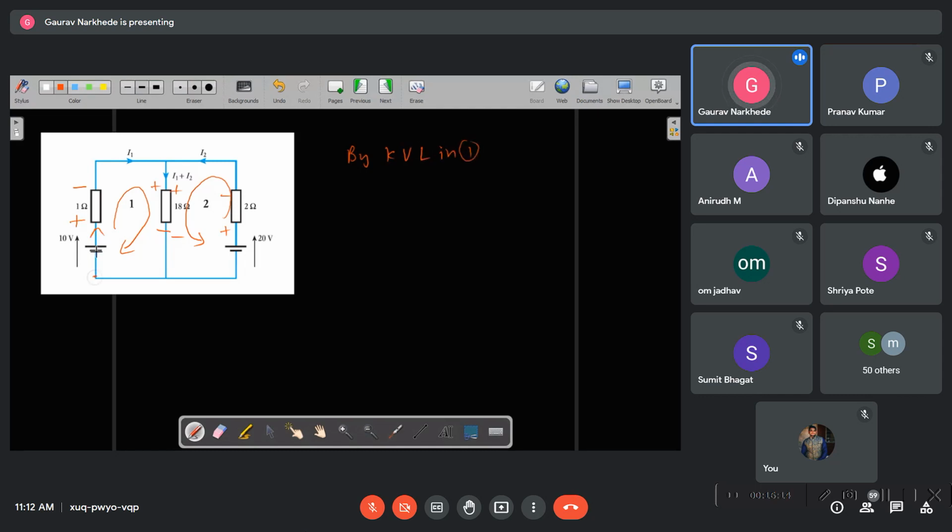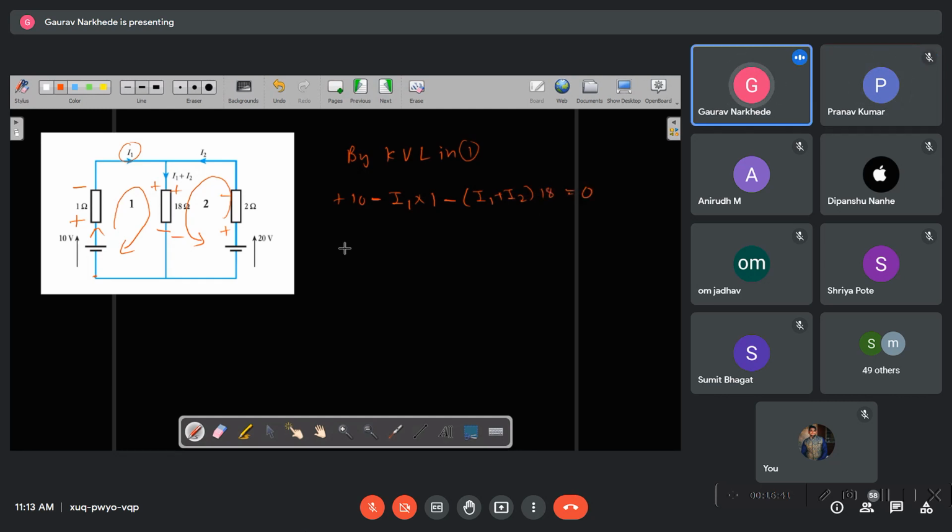Now, can I apply KVL in loop number one? So let us start from here. Minus to plus, plus to minus, minus. What is the voltage drop across this? What is the current flowing in this 1 ohm resistor? I1, correct? So it will be I1 multiplied by the resistance 1. Then again plus to minus. What is the current flowing in this resistor? Plus to minus, minus I1 plus I2, multiplied by 18, is equal to 0.